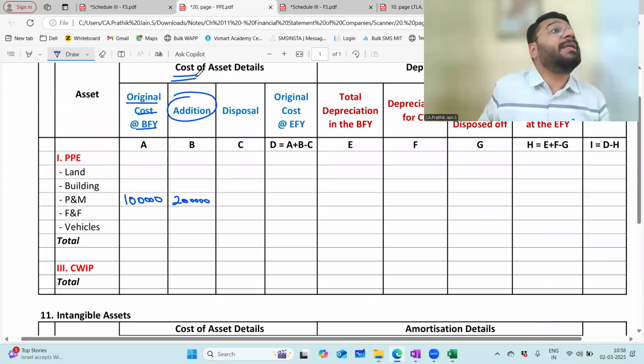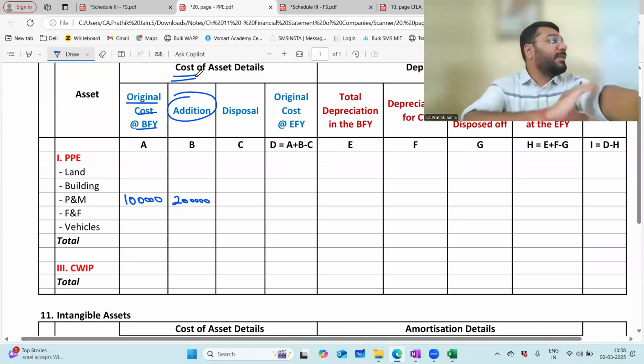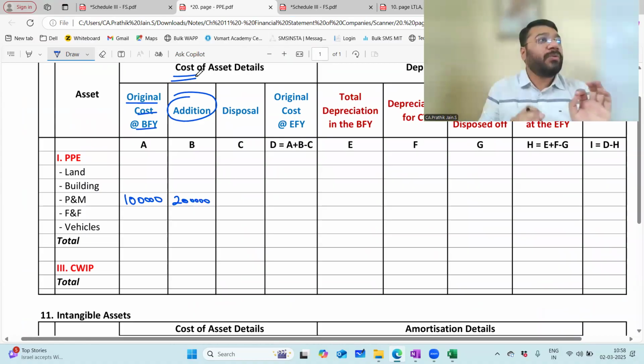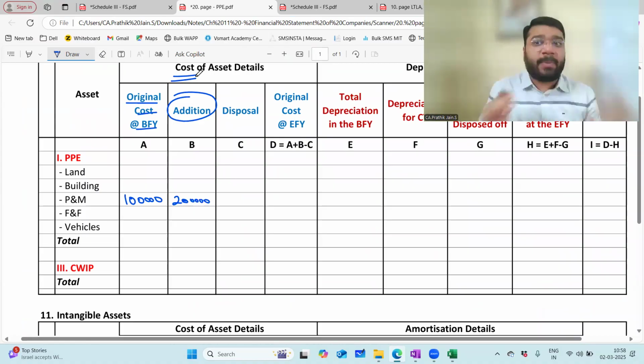Now what is the detail here? This is the cost detail, original cost. So which means what method are they following here? Gross method, because they want cost details separately. Okay. Now I'll tell you, you can follow net also. How it is to be done there also I'll tell you. Now let's just focus on this part.